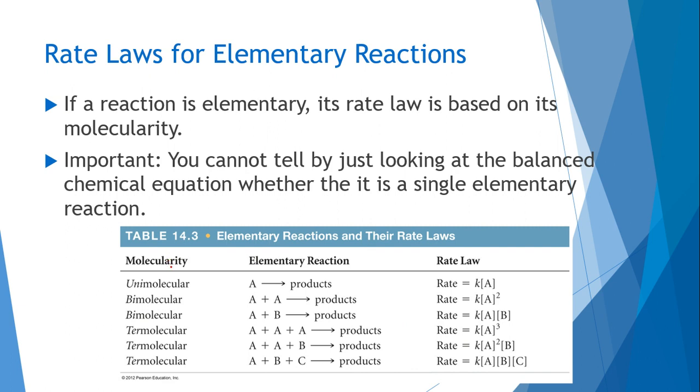Like I pointed out on the last slide, one thing to know is that the rate law can actually be derived based on the molecularity of the elementary reaction. And this only works for an elementary reaction. You cannot tell if something is going to be an elementary reaction just by looking at its balanced chemical equation. Experimental tests have to be done, and typically I will tell you that this is a single elementary reaction, and then you know that you are allowed to use this rule.